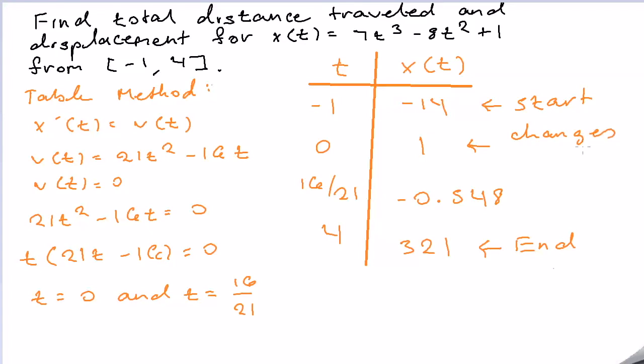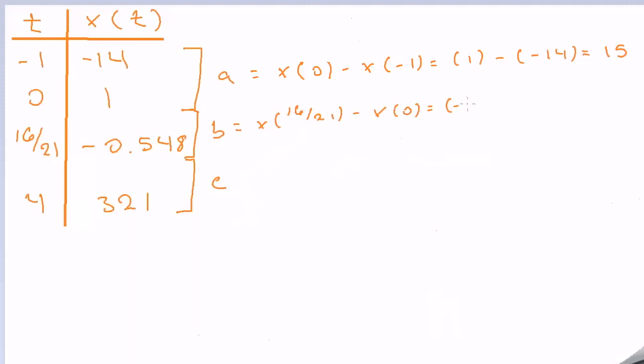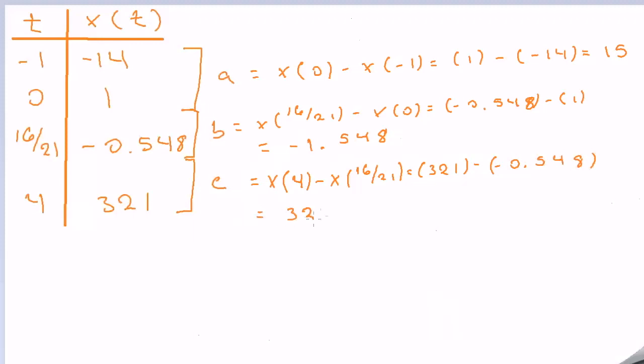So we know that the top and bottom values are the start and end points. At the critical points, we know the object changes direction. Now we're going to find the distance in between each point so we can calculate the total displacement and the total distance. Now, in distance a, between x of -1 and x of 0, we have 15. In distance b, between x of 0 and x of 16 over 21, we have -1.548. The distance between x of 4 and x of 16 over 21 is going to be 321 minus -0.548, which is going to be 321.548.